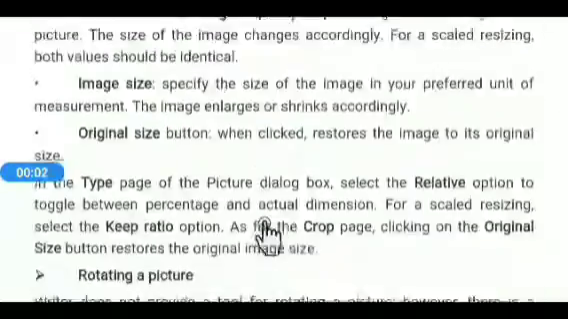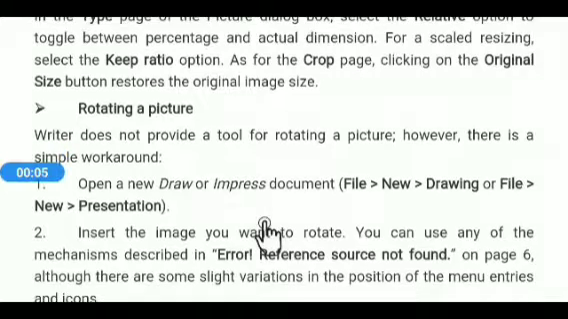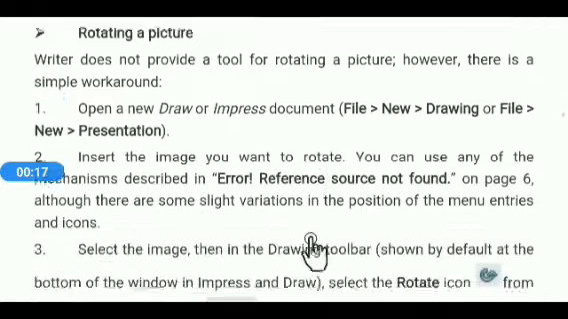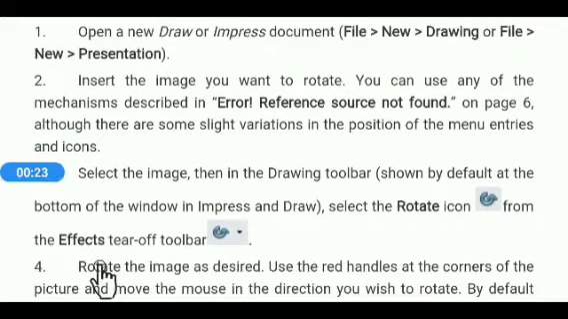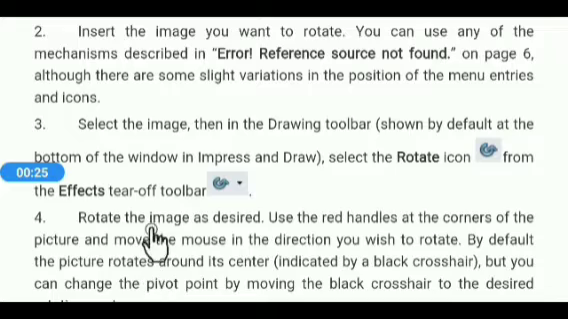Then next is rotating a picture. To rotate a picture, open a new Draw or Impress document. For this, firstly click on File, then click on New, then click on Drawing option, then insert the image you want to rotate, then select the image, then in the drawing toolbar select the rotate icon from the effect tier of toolbar, then rotate the image according to your requirement.